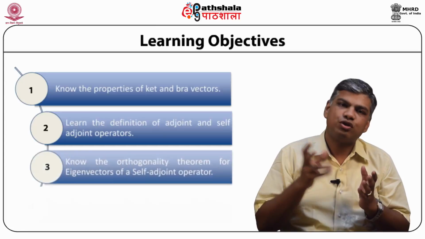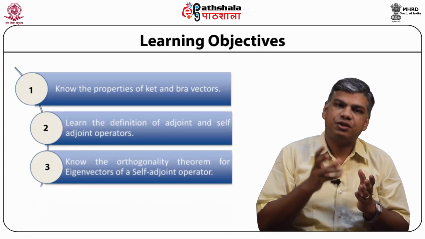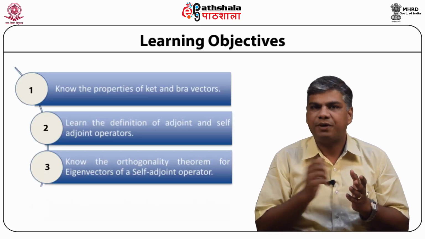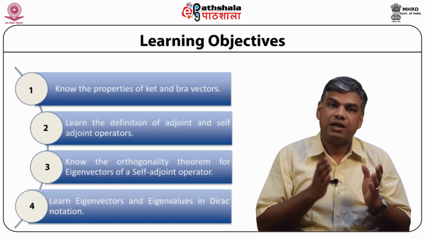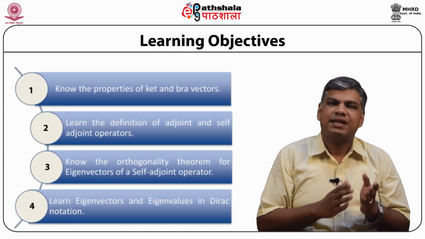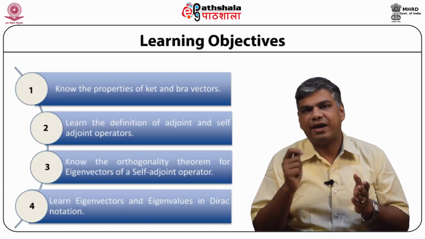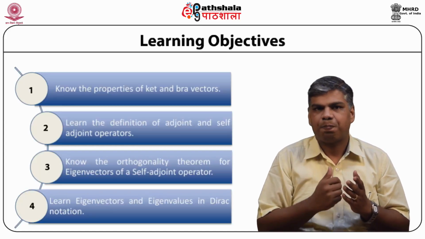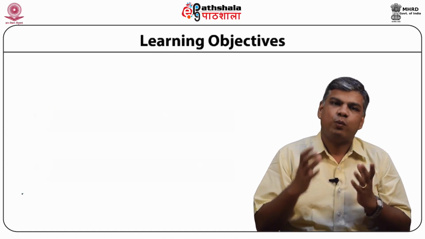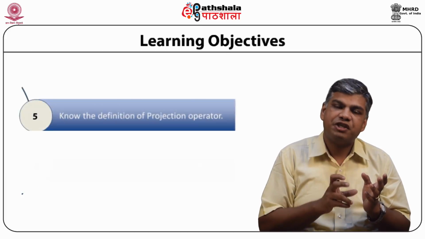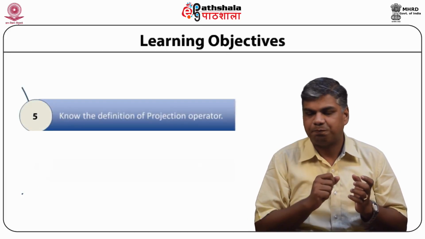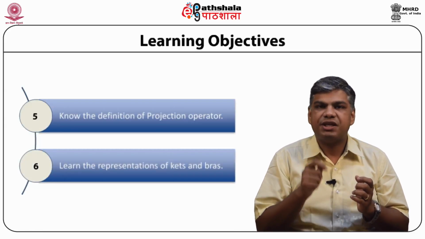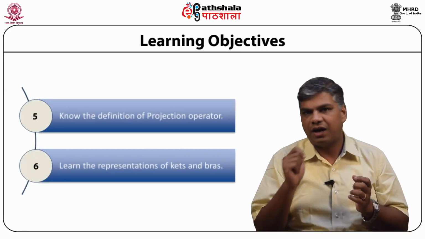Then we'll also know the orthogonality theorem for eigenvectors of a self-adjoint operator. We'll learn the eigenvectors and the eigenvalues in the Dirac notation, and we'll see how these are defined. Followed by that, we'll also know the definition of the projection operator. And finally, we'll learn the representations of Kets and Bras.